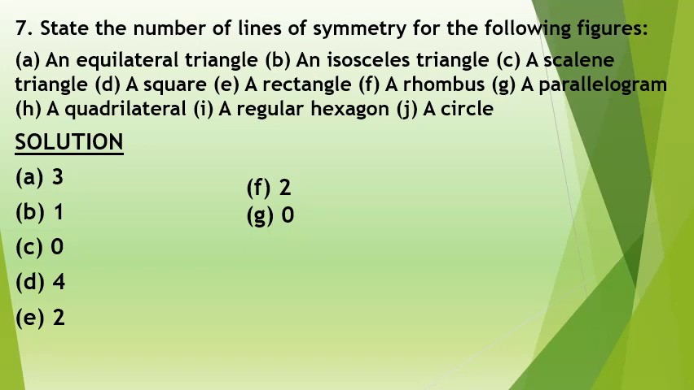A quadrilateral also has no line of symmetry. And a regular hexagon has 6 lines of symmetry. And a circle has infinitely many lines of symmetry.